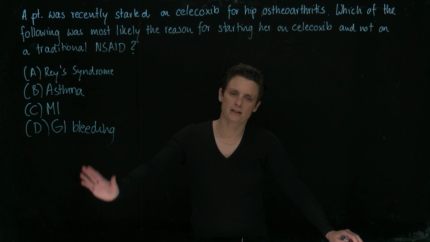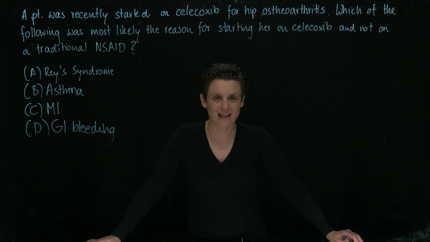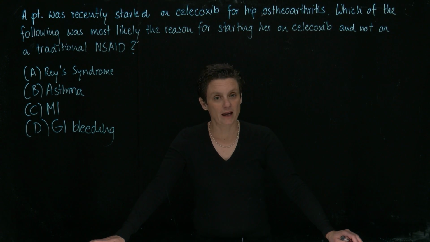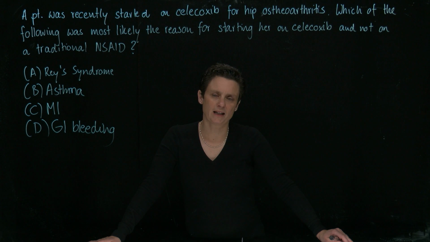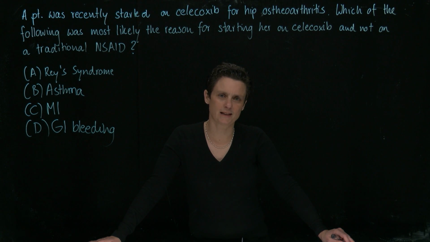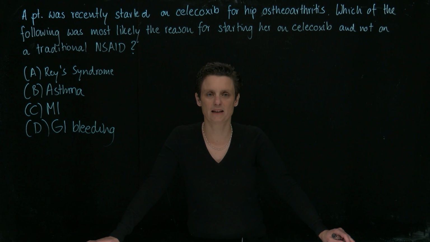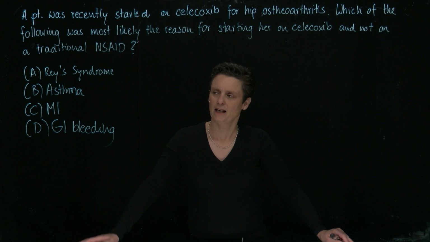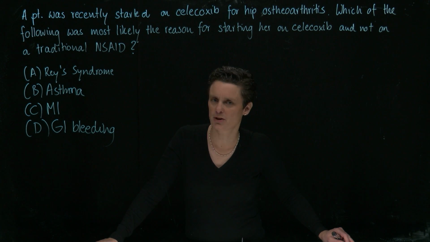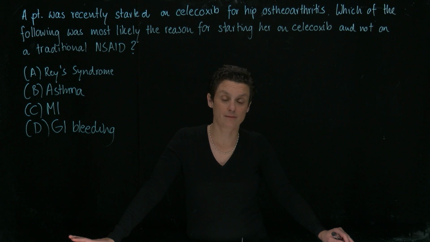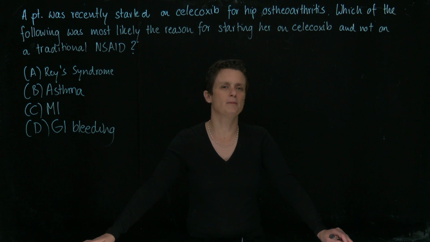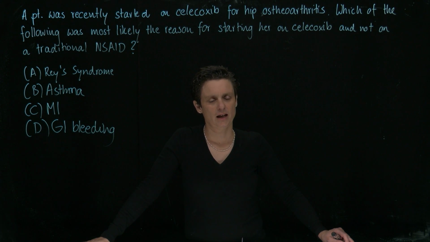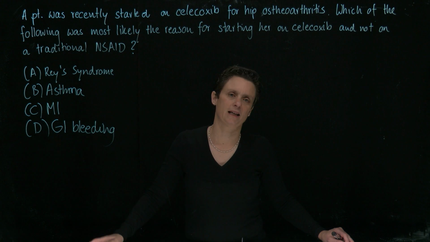Today we have a patient that was recently started on Celecoxib for hip osteoarthritis. Which of the following was most likely the reason for starting her on Celecoxib and not on another traditional NSAID? And here we are given a couple of options: Reye's syndrome, asthma, myocardial infarction, or GI bleeding. So what was her past medical history that led the physician to prescribe Celecoxib?